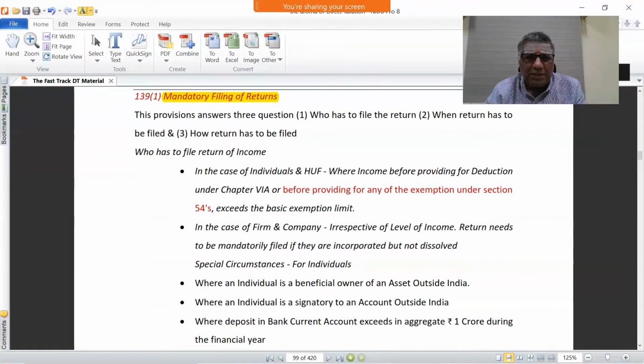If you have PGBP, if you have only salary and house property, you also have capital gains, you are subjected to audit, etc. So do not worry about the third question, not an examination oriented question, how it should be filed. So the first 2 questions need to be answered. Who should file return?